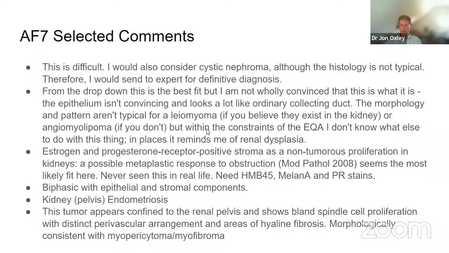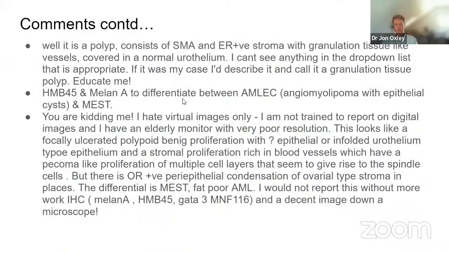A lot of people were thinking that it was a bit of renal dysplasia. Biphasic. And then a lot of people were querying whether it was endometriosis. And then some people were thinking it was a myofibroma or an AML. And these were more comments. And quite a few people wanted an HMB45 and a melan-A.